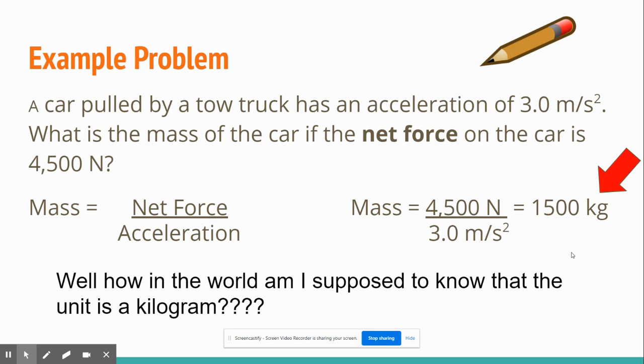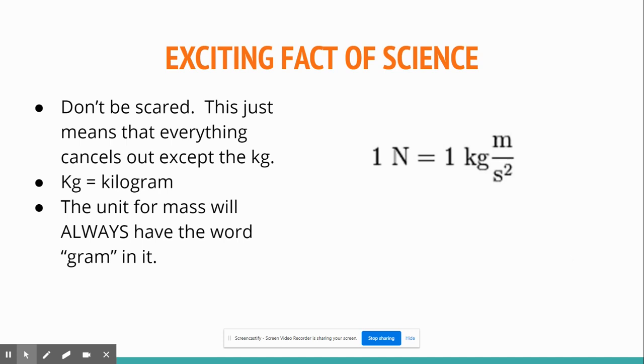All right, hold on to your hat and deep breath and don't get scared. The exciting fact of science: 1 newton equals 1 kilogram meter per second squared. I don't know, that's a lot. Don't get scared.